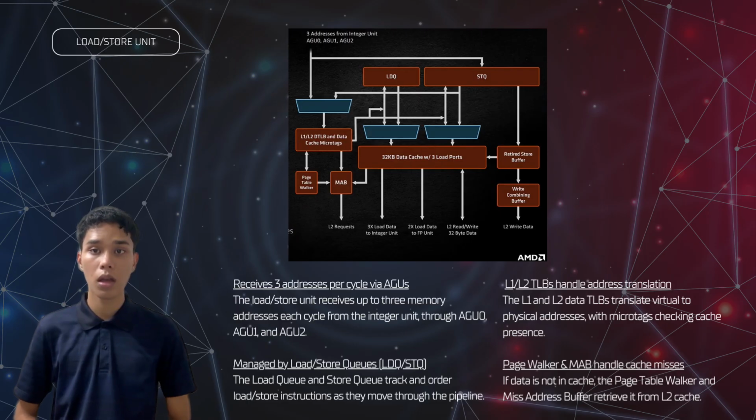Once an address is received, it needs to be translated from virtual to physical memory. This is handled by the L1 and L2 data TLBs, which perform address translation. Micro tags help quickly check whether the data is already in the cache or not. If data isn't in the cache, what we call a cache miss, the page table walker and miss address buffer will take over. They retrieve the required data from the L2 cache, ensuring the pipeline doesn't stall unnecessarily.